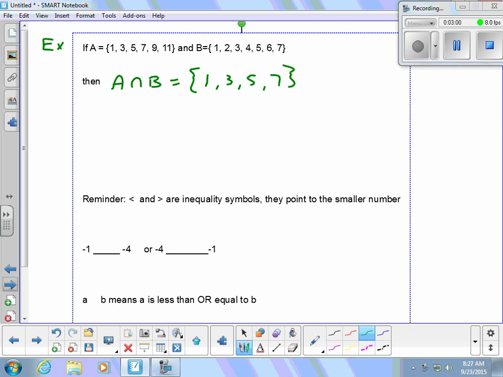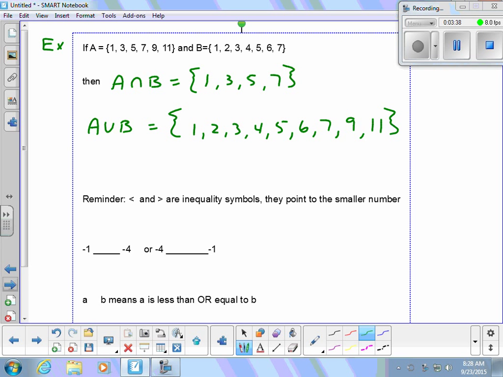So then let's look at A union B. It is the set of all the numbers that are contained in both. And it's very nice if you continue to put them in numerical order, going from low to high. So the set will contain 1, 2, 3, 4, 5, 6, 7, 9, and 11. We don't repeat the repeated numbers. We just write each of them just once.